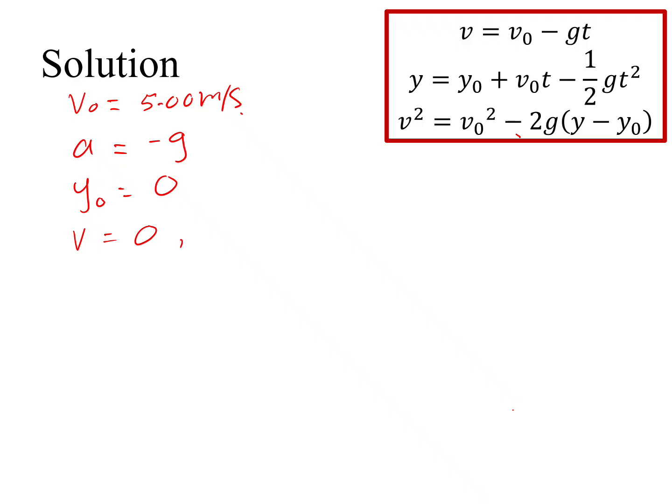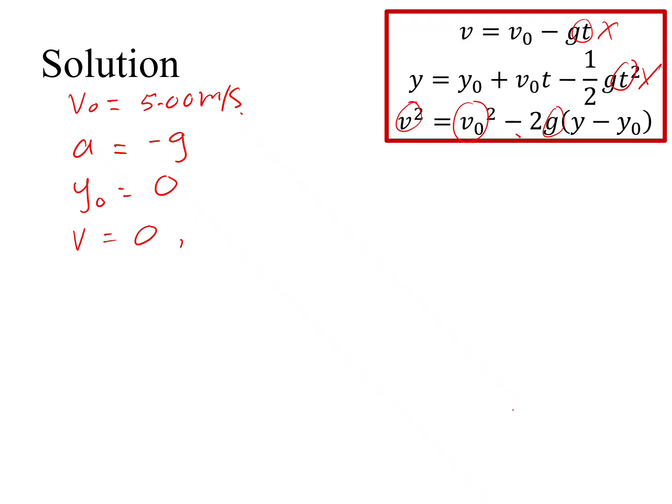Now we have to select the appropriate kinematic equation for this problem. The first two equations can't be used because they have time. We don't know the time and we don't have to find the time, so we don't need to use these two equations. So let's look at the third equation. We know the final velocity, we know the initial velocity, we know the acceleration, and we also know the initial y position. So we can use this equation to solve the problem.